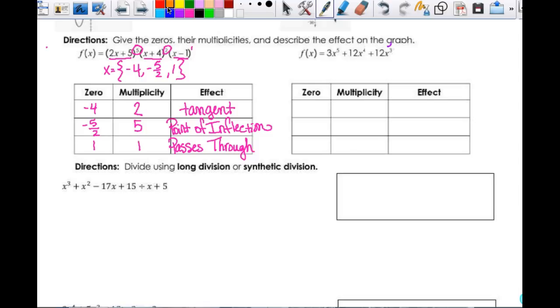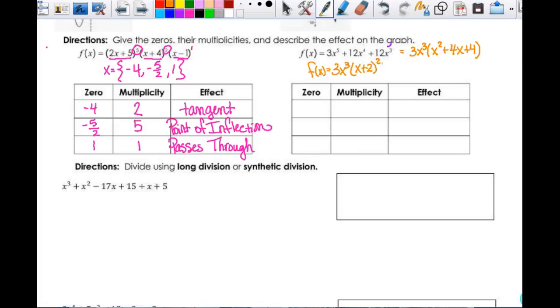So the first thing I can do is factor out the GCF. I can factor out an x cubed, but that's just a CF. That's not a GCF, because I can also factor out a 3. So 3x cubed, and then that leaves me with x squared plus 4x plus 4. And then this is a perfect square trinomial. So f of x is equal to 3x cubed times x plus 2 squared.